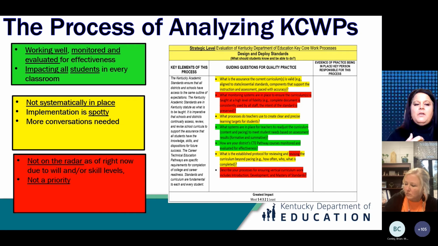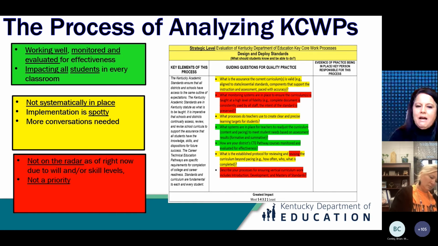And then the next level would be if it's kind of spotty, we've started that process or we've looked at that particular component, but it is not a systematic piece in place and we really need to have some more conversations about it, you might want to highlight that yellow. If it's strictly not on the radar or not even a priority and something that we might need to really dive into, we would highlight that pink or red.